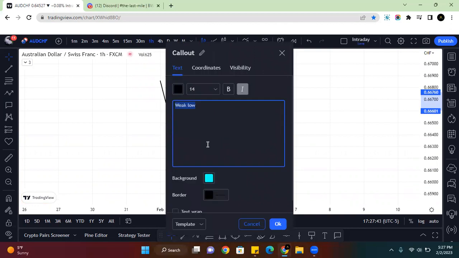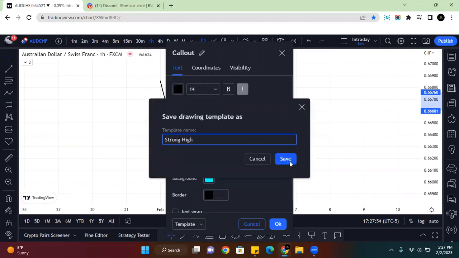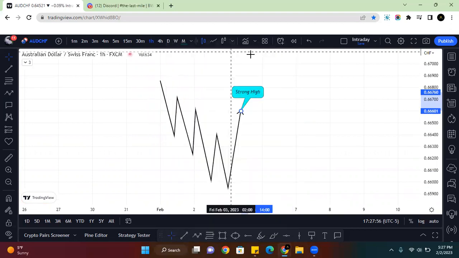I don't know why I didn't save the template last time I typed this, but I'm going to do it this time, I promise. It makes things so much faster. So that's your strong high. Drop it in the chat box if you can see that. Perfect.